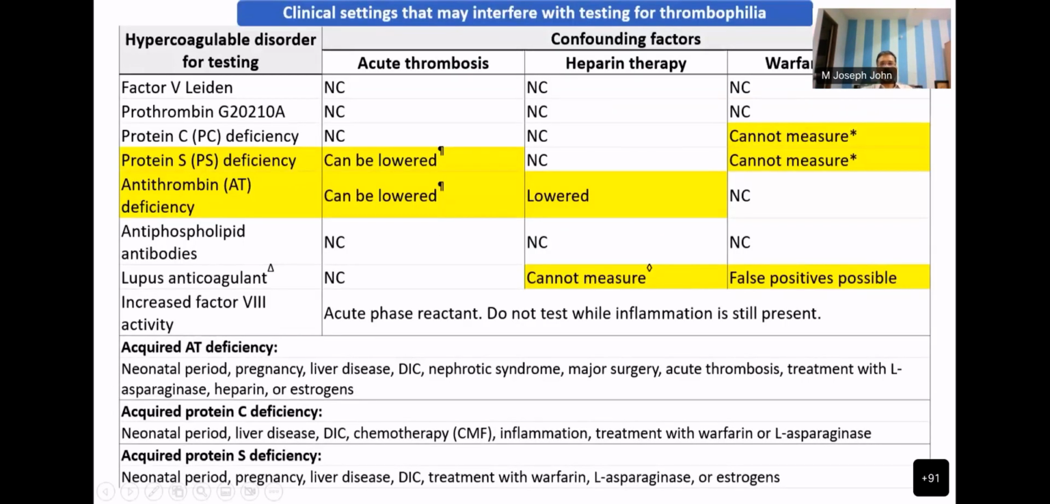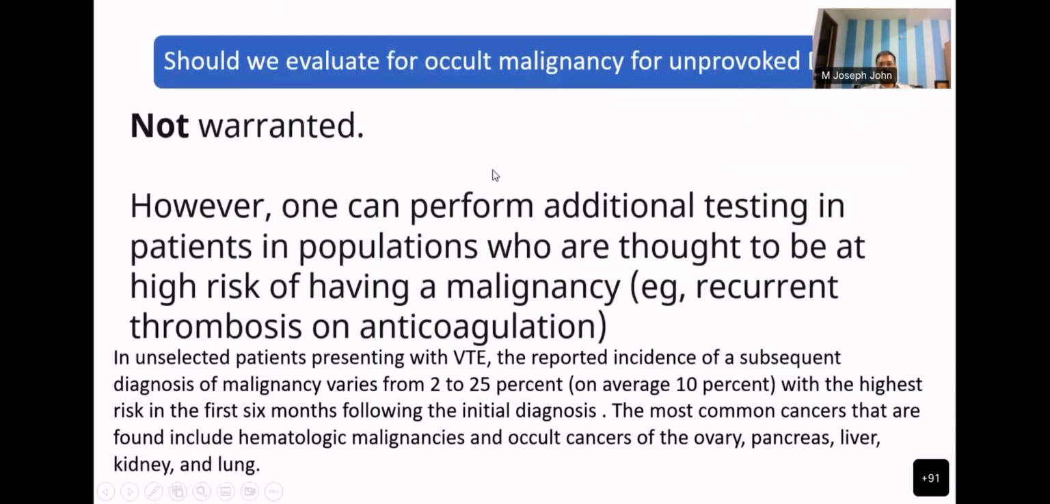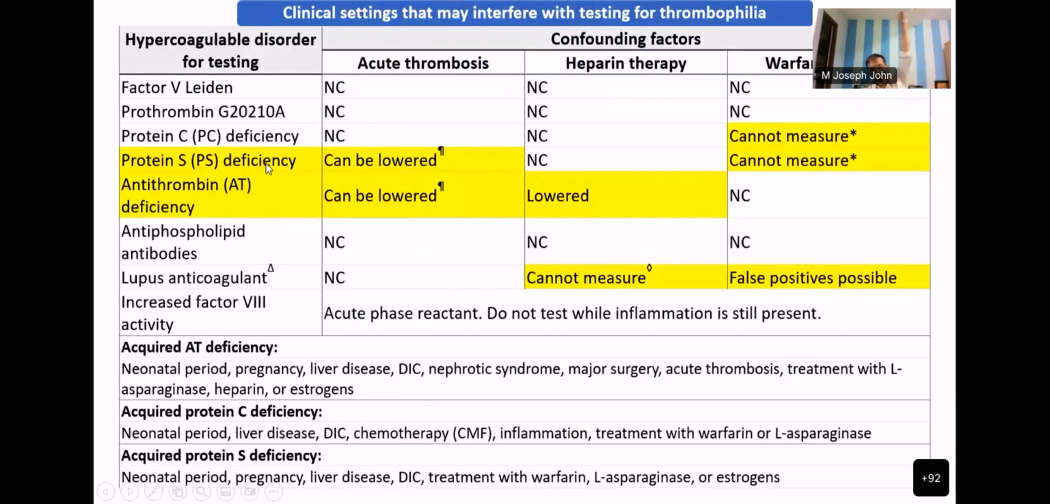Now the clinical settings in which thrombophilia could be considered. In acute thrombosis, we must understand that protein C deficiency can be falsely found, because these can be lowered. Antithrombin 3 can be reduced in acute thrombosis. In heparin therapy, lupus anticoagulant cannot be measured. While on warfarin therapy, lupus anticoagulant can give false positives. Warfarin therapy also does not allow you to do protein C and S.